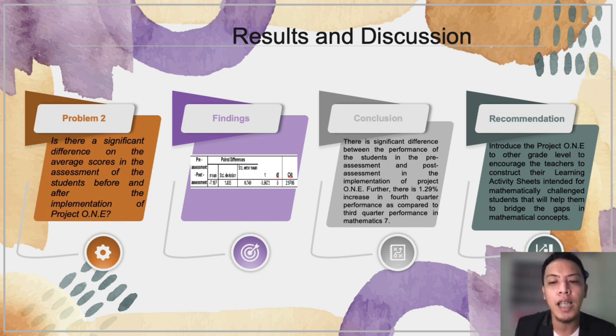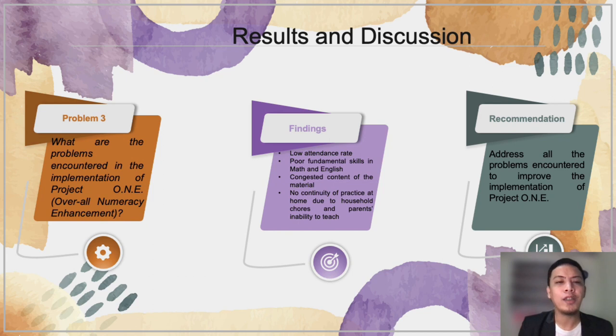Based on the interview conducted, there are 4 emerging problems met in the implementation of Project 1, and these are the following. First, low attendance rate. Second, poor fundamental skills in math and English. Third, congested content of the material. And fourth, no continuity of practice at home due to household chores and parents' inability to teach.